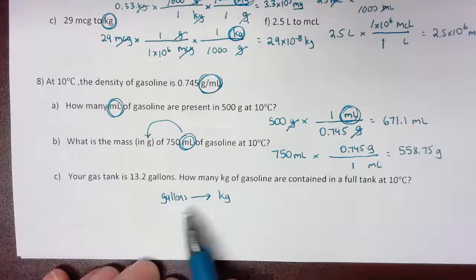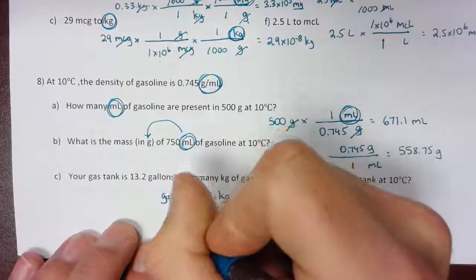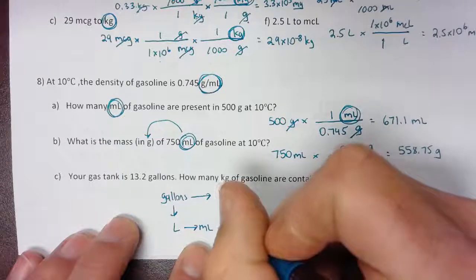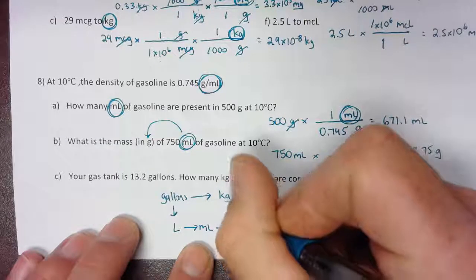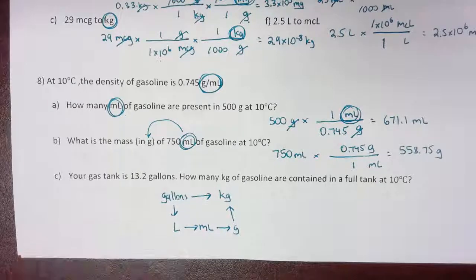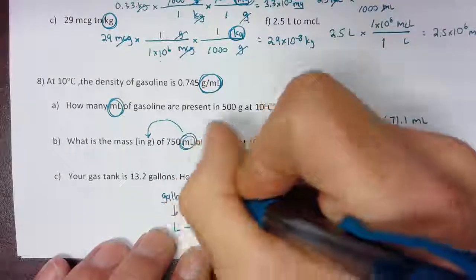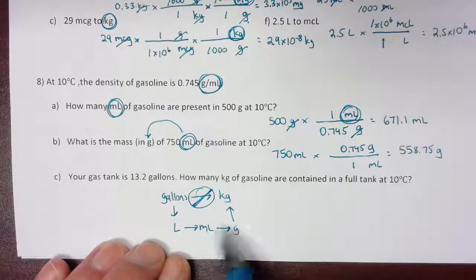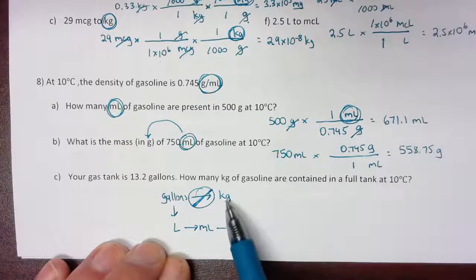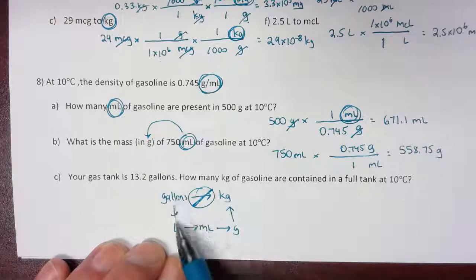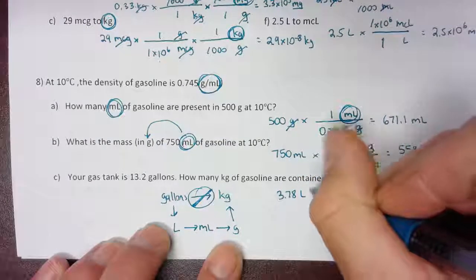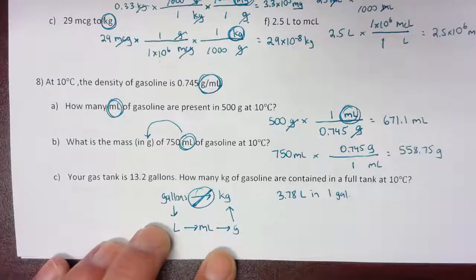Well, before we can go from gallons to kilograms, we need to go from gallons to liters to milliliters to grams to kilograms, okay? So that's essentially how we can do it. We cannot go directly from gallons to kilograms. We must go to liters to milliliters, grams, then to kilograms. Gallons to liters, you may not know that conversion. It's 3.78 liters in 1 gallon. The rest of them you should know.